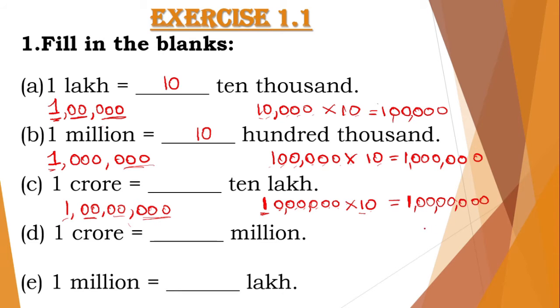So you can see after adding the 7 zeros, we got 1 crore. Right. So for 10 lakh, if we multiply with 10, we will get 1 crore. So our answer will be 10 again.